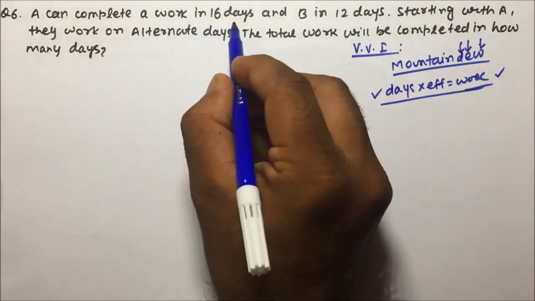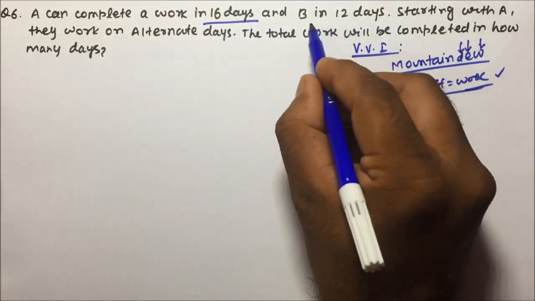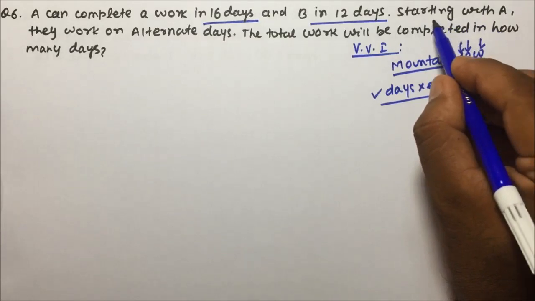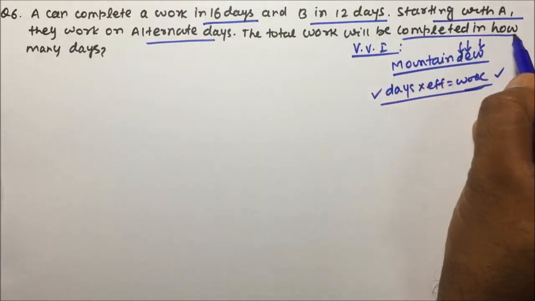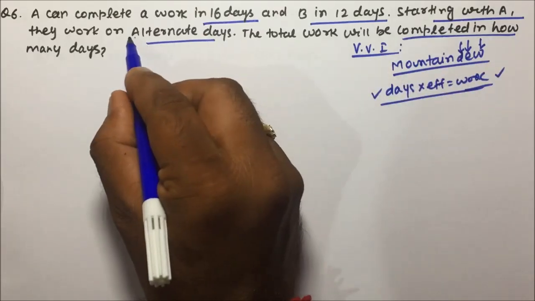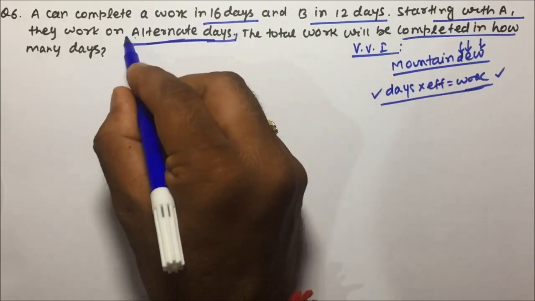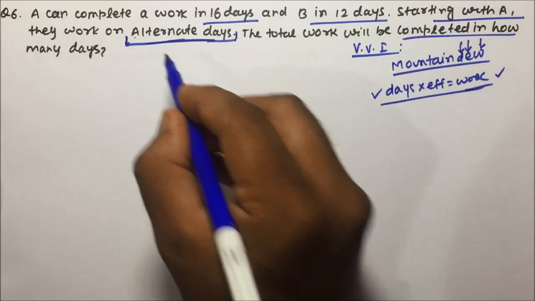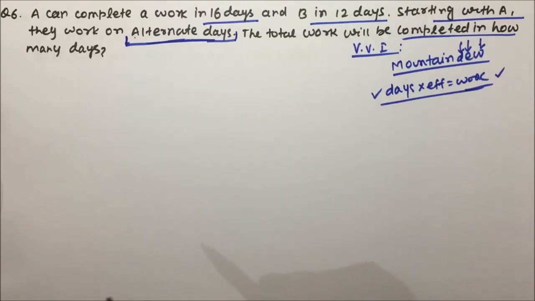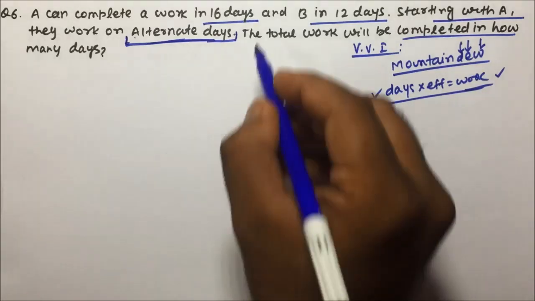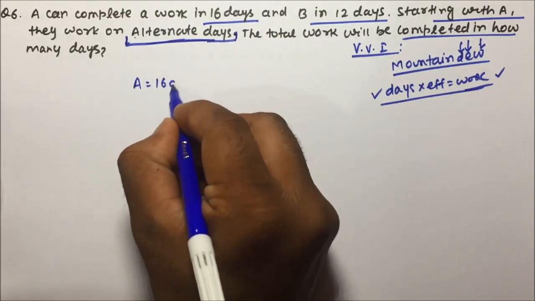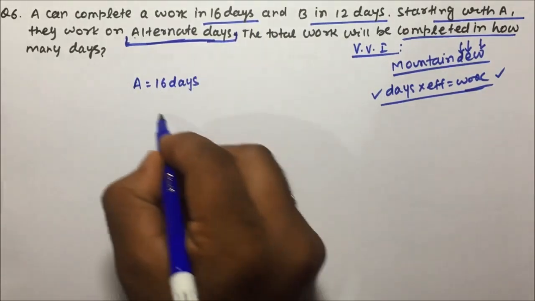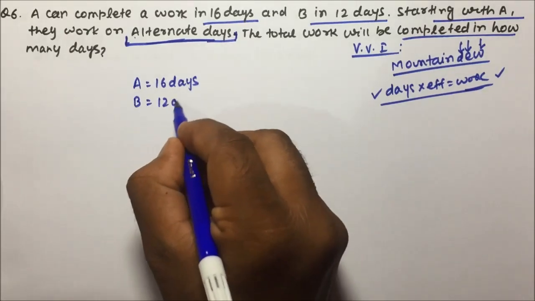A can complete a work in 16 days and B can complete a work in 12 days. Starting with A, they work on alternate days, so in how many days will the total work be completed? So friends, alternate day problems might also be asked in your TCS exam. Let's see what an alternate day problem is and how we solve this kind of problem. A can complete the work in 16 days and B can complete the work in 12 days.